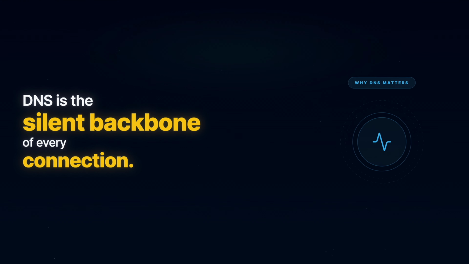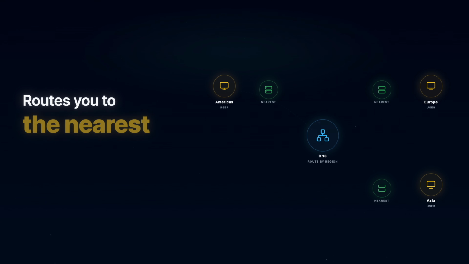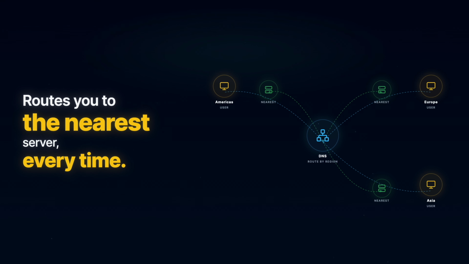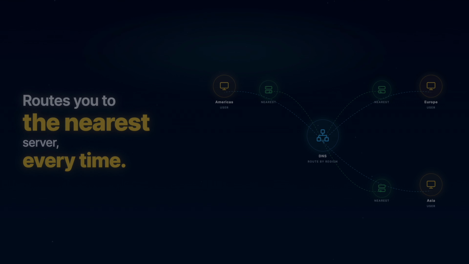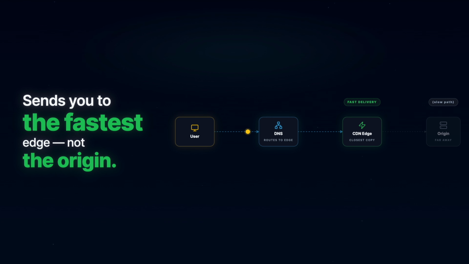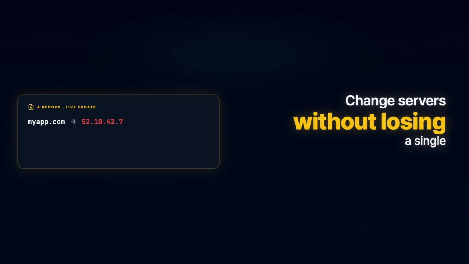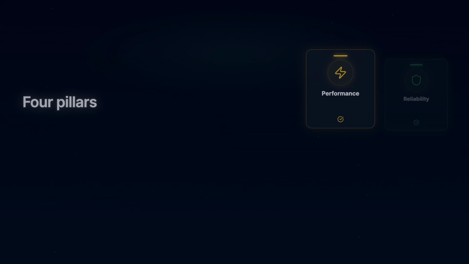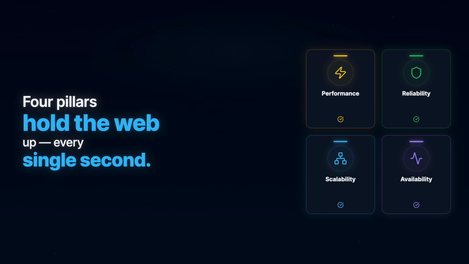DNS is not just a basic internet feature. It is important for real systems. Large companies use DNS to route users to nearby servers. They use DNS with CDNs to improve speed. They can also change DNS records during migrations or failures. So DNS helps with performance, reliability, scalability, and availability. It is one of the invisible systems that keeps the internet usable.